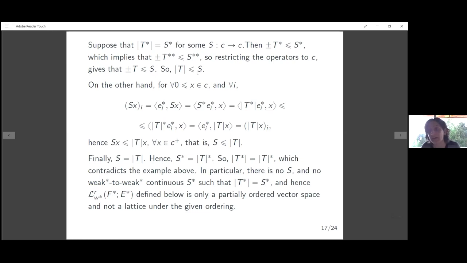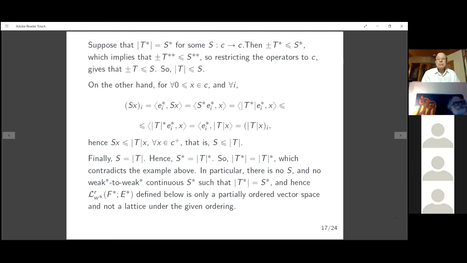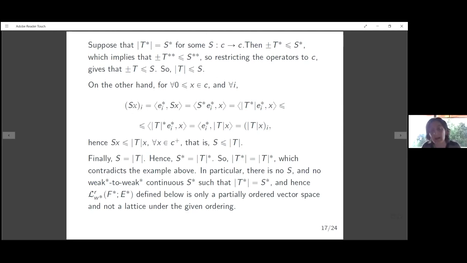Now we want to have the reverse inequality as well. So we take positive x in C, and then for any index i, I forgot to say that this T we assume is the same T of the example. So S applied on x, the i-th coordinate of S applied on x, is the i-th coordinate functional applied on Sx. Then we use the adjoint operator property to have here S adjoint, but S adjoint is the modulus of T adjoint. So we just put this expression for S adjoint.